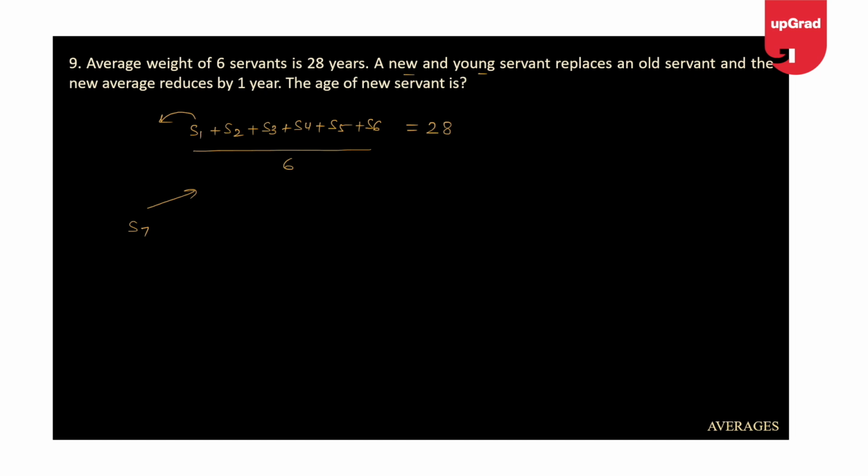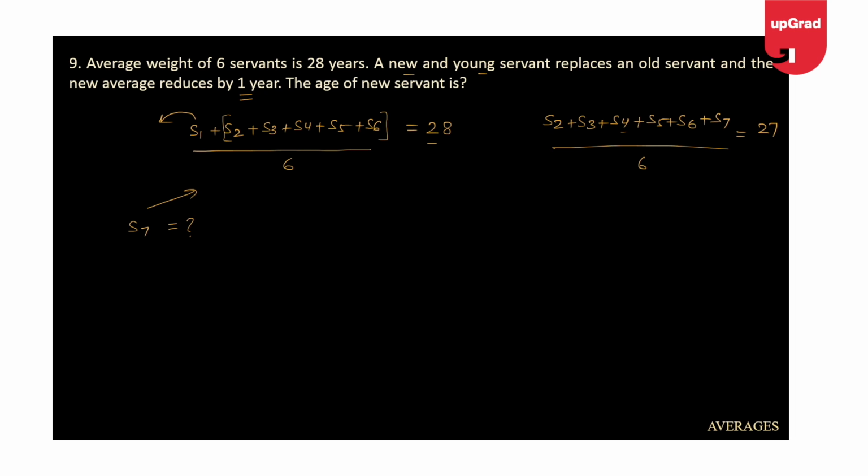So what happens now? This is going to be S2 plus S3 plus S4. Again, I'm doing it with the conventional method, but remember we are not going to go with this method. So S7. This time it is a replacement, therefore the number of people will still remain the same, that is 6. The average weight reduces by 1, which means if it was 28, now it is 27. And we have to find out the value of S7. Again, if you go by the conventional method, you can put the values of S1 till S6 over here and then figure out the answer.